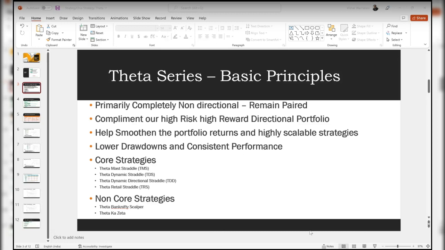Apart from that, when we talk about how we segment the strategies, all of you know that we've been segmenting into core and non-core strategies. In core strategies, we have theta must straddle, theta dynamic straddle, theta dynamic directional straddle, which is basically TDD and is based on TDS, and we have a theta retail straddle. We have a non-core portfolio in the theta series as well: one is the scalper, and another is theta ka zeta. We're not going to be talking about many strategies here. We're going to be talking about three strategies: TMS, TDS, and TDD. The rest we will take up in later webinars.